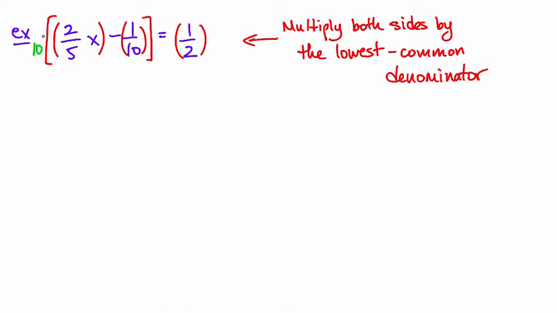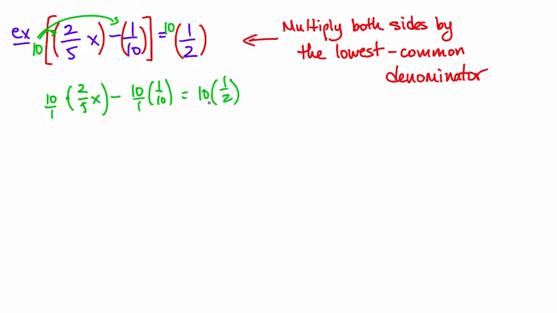So if I multiply this by 10, it's really multiplying each of these by 10, and I also have to multiply this one by 10. So I'm doing 10 times 2/5 x minus 10 times 1/10. I'll show with brackets, and on this side 10 times 1/2, and it's really like 10 over 1.